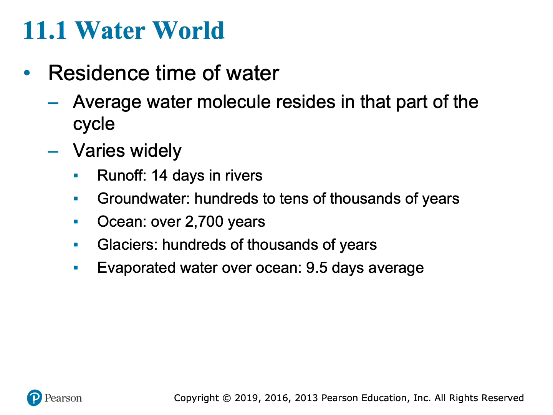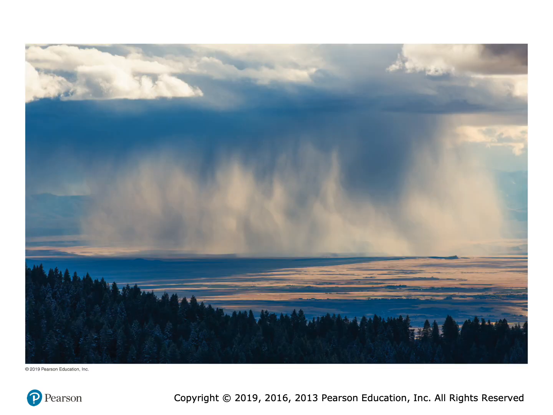Glaciers, it can stay there a long time because it'll be frozen as ice. But evaporated water over the ocean only stays about 9.5 days before it'll fall back to the earth as rain. This is a look at a cloudburst dropping a large volume of water onto Earth's surface in just a short period of time at a rate of about 4 inches per hour, which is an incredible amount of water.